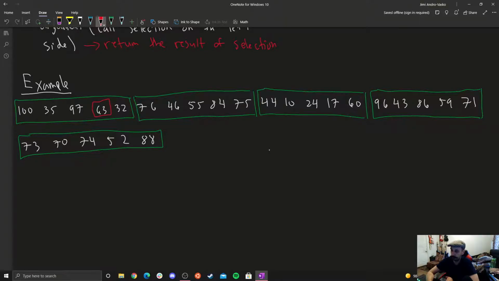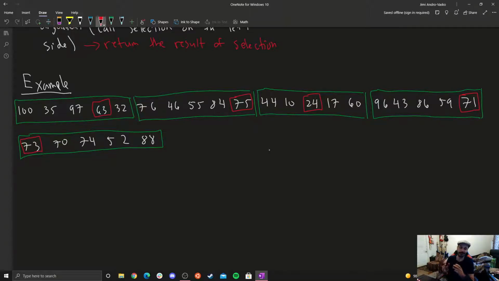Then in this other block, we have 5 elements, so the third element will be the median. First is 46, then 55, then we're going to have 75 as our median. Then in this other block, we have 10, 17, so 24 is our median. Then in this block, we have 43, 59, then 71. That's our median right there. And in our last block, we have 52, 70, so 73 is our median. That was pretty easy. Found our medians. Now among these, what's the median?